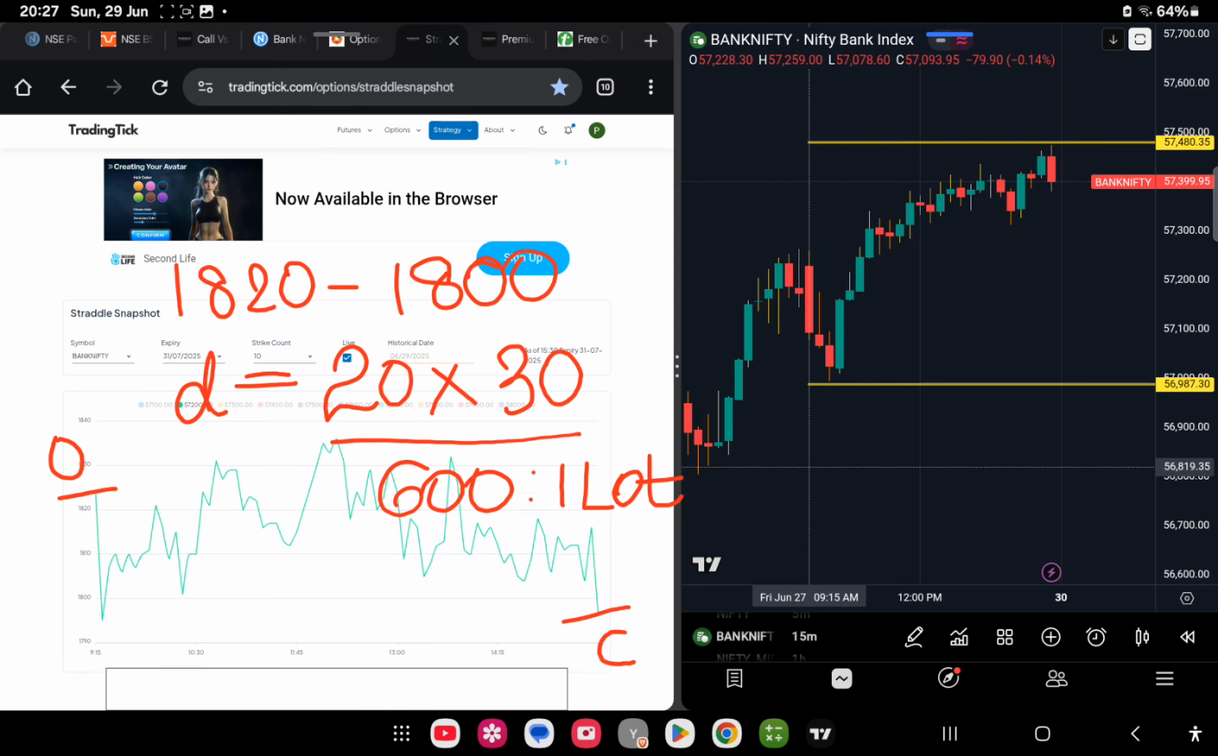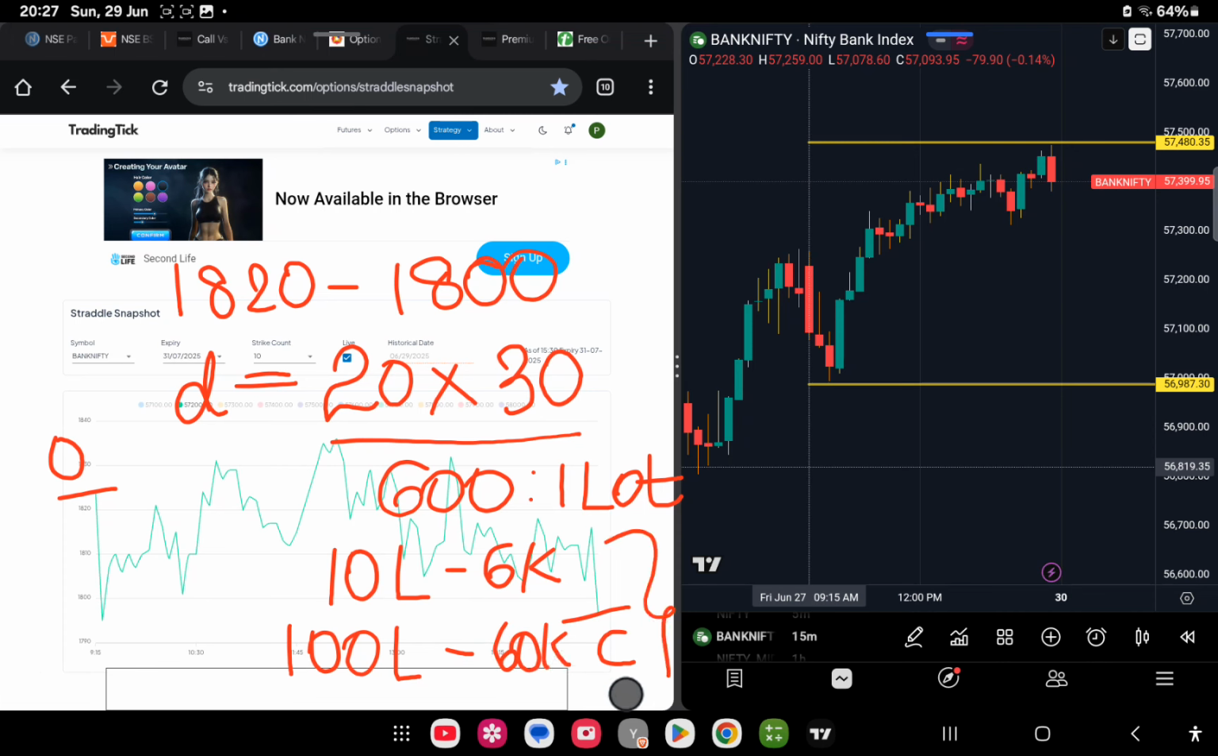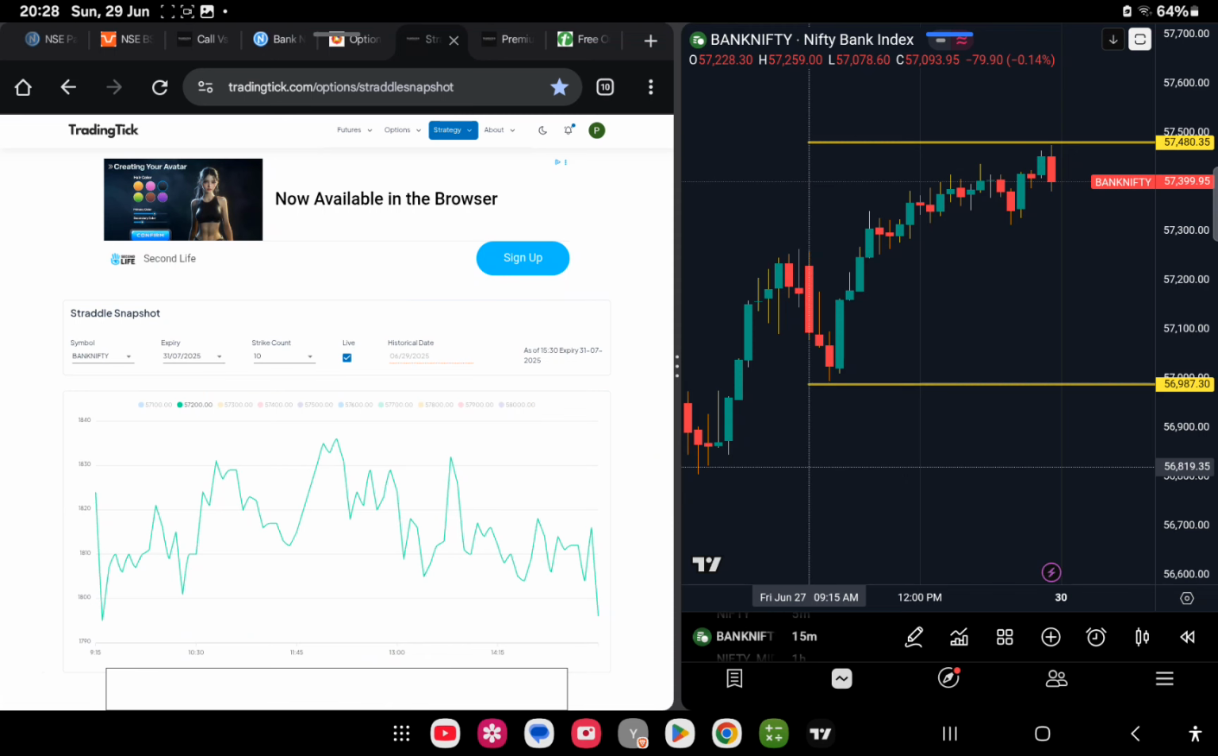So for 10 lots, it will be 6k, and for 100 lots it will be 60k for just Friday. This is only a 1 day calculation. This is for Bank Nifty, and I showed you the calculation. Now let's analyze the other one, Reliance, my favorite stock, my all-time favorite. We'll go and check Reliance.